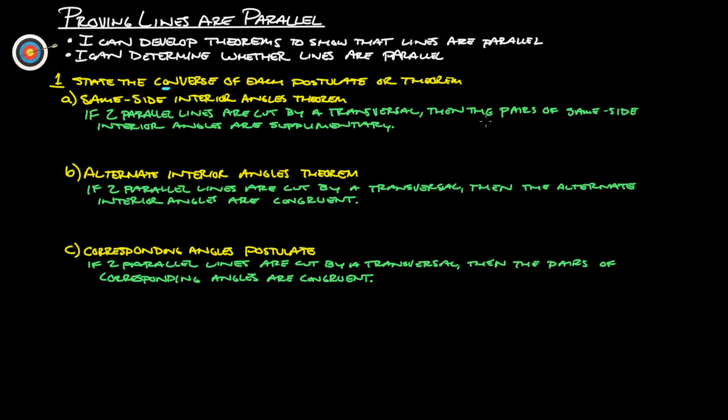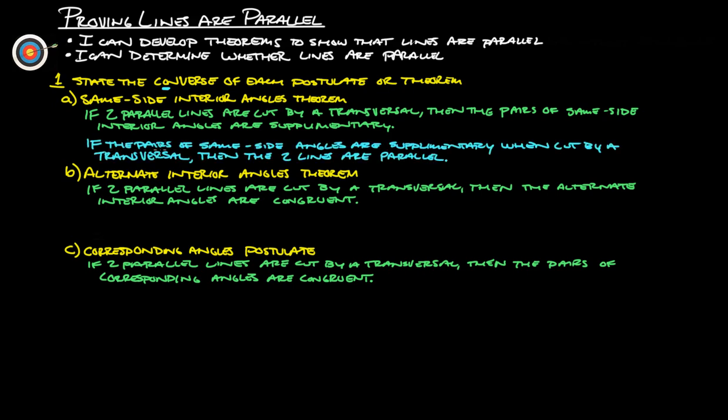So then now we should be able to say if the same side interior angles are supplementary when two lines are cut by a transversal, then that means that the two lines are parallel. Okay? So we can write that out. If the pairs of same side angles are supplementary when cut by a transversal, then the two lines are parallel. That would be the converse.